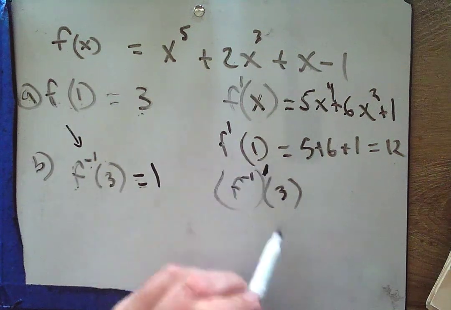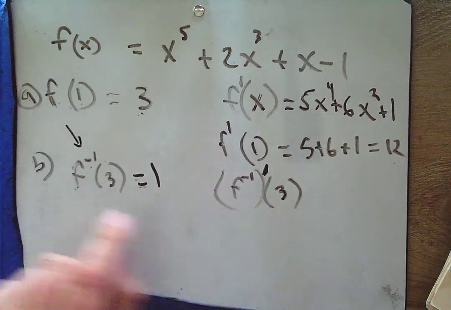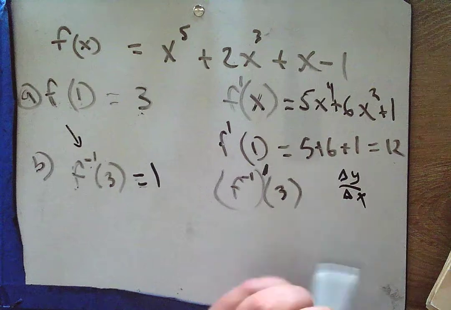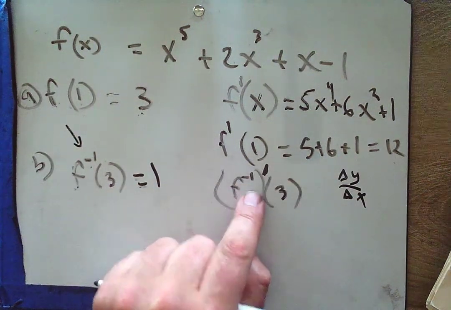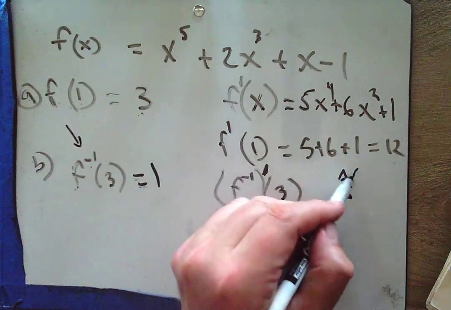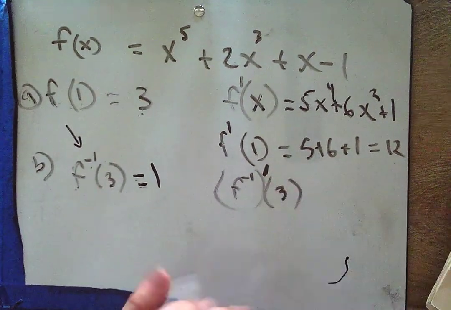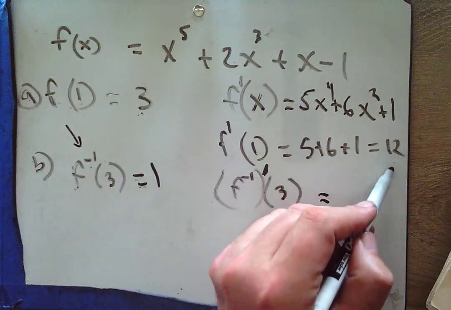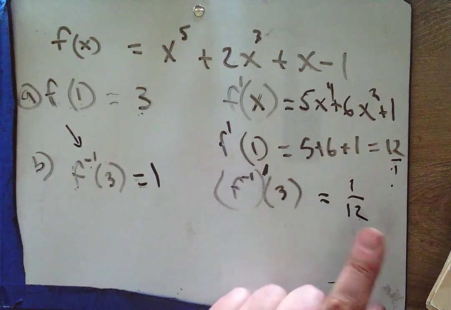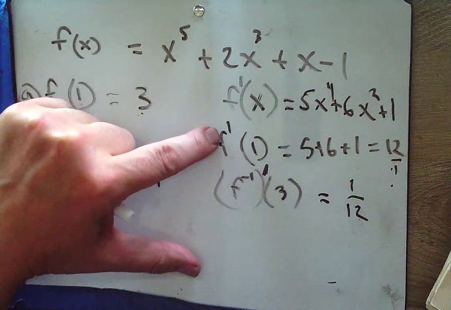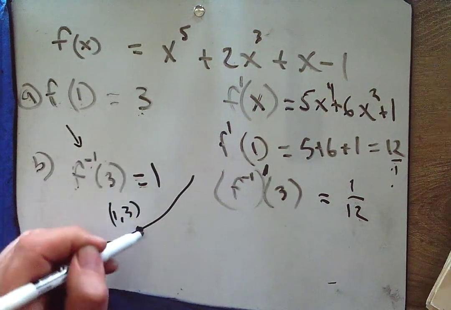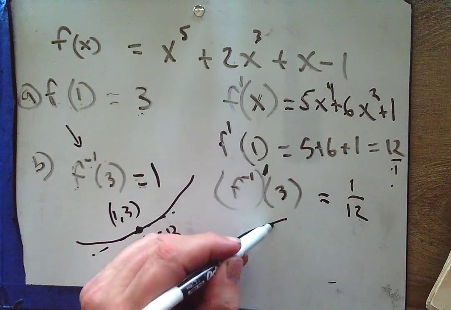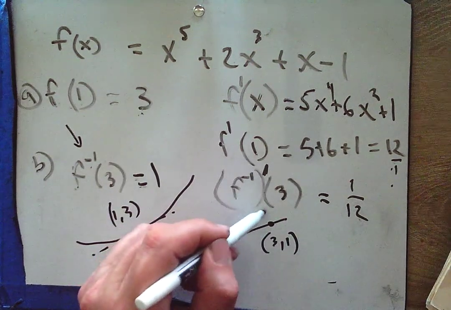Now, what about the derivative on the inverse at the inverse point? Just like we switched x's and y's, and we knew that slope was a change in y's over a change in x's, since we switched the x's and y's for the inverse function, we're now going to have not y over x, but x over y. So our slope at the inverse point on the inverse function is the reciprocal of the slope at the original point on the original function. If the slope at the original point is 12, then the slope on the inverse function at the inverse point, (3, 1), is going to be the reciprocal.